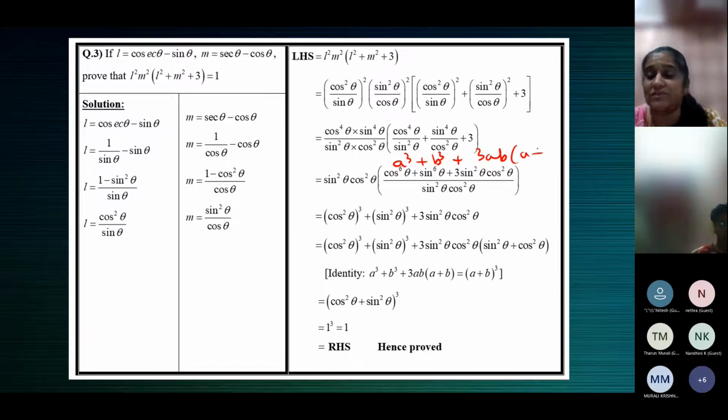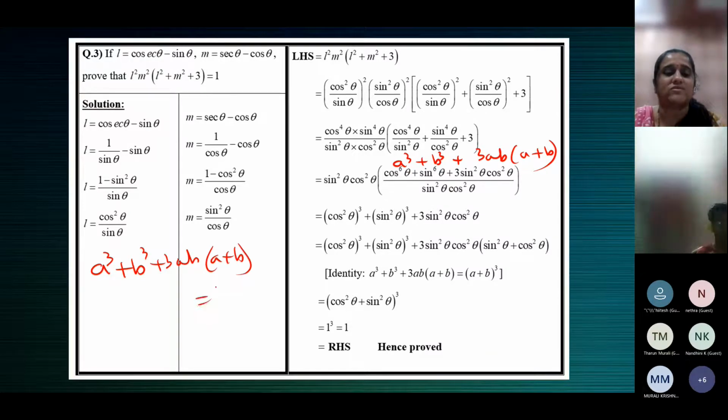So that a plus b is missing, into a plus b is missing. If that into a plus b was there, then you can write it as a plus b the whole cubed. Because we know a cubed plus b cubed plus 3ab into a plus b.